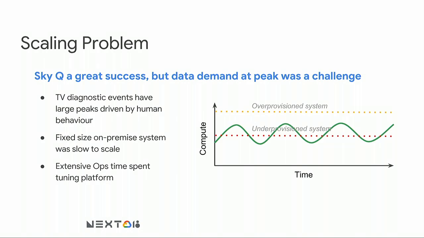So the problem with our fixed size system is that we have to over-provision. Effectively, if we're provisioning to the yellow line, we have a lot of capacity that's wasted. Whereas in the worst case, we under-provision the system, and that means our batch processing or real-time jobs take longer, or worst case, we lose data altogether.